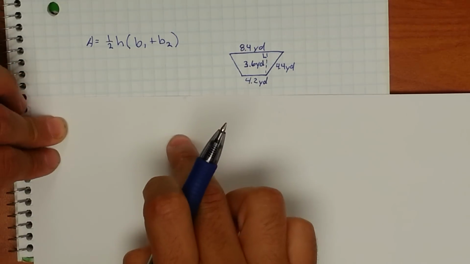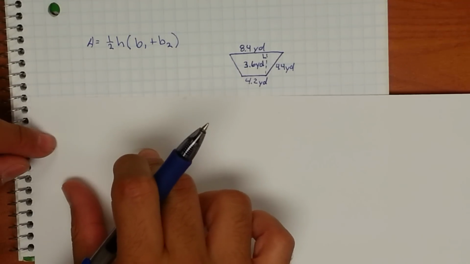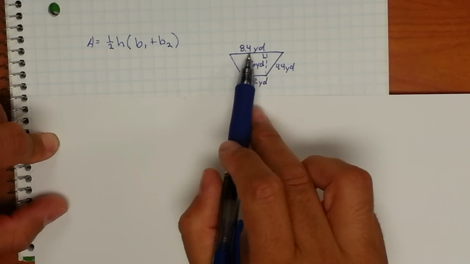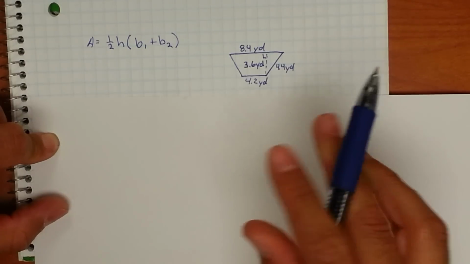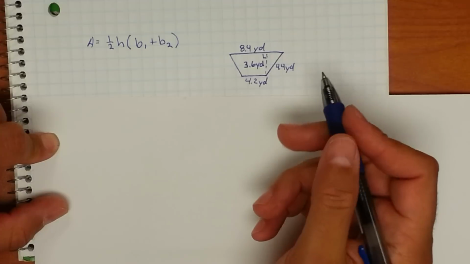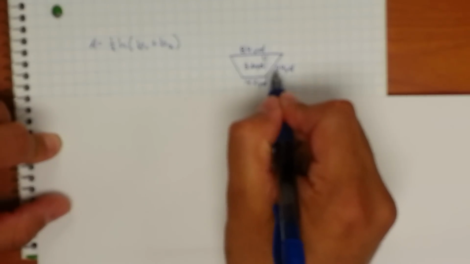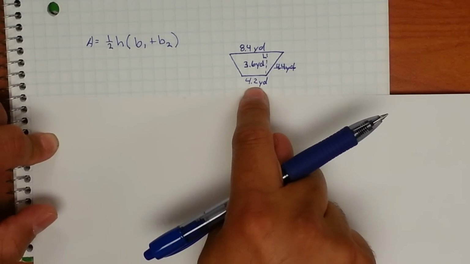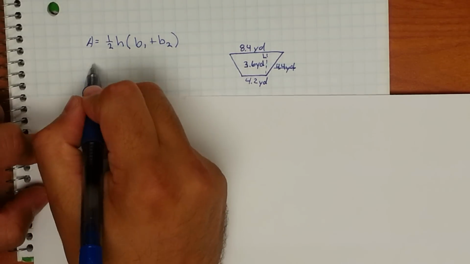Now, on this one right here, you have to look at what is my important information. Currently, my important information is my B1 here, my B2 here, and my height here. This thing right here is erroneous information. It's just throwing you off. This is not important to find the area. So this is unnecessary information. So I do not need that to find the area. I just need to know B1, B2, and my height, because those are my only variables I have here.